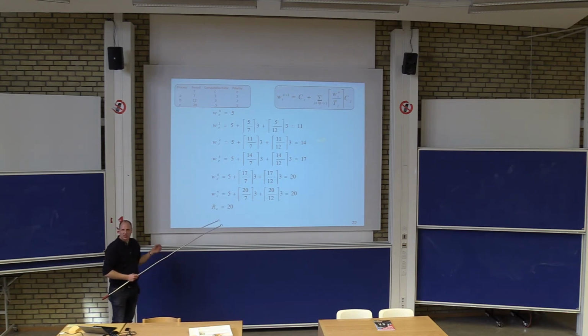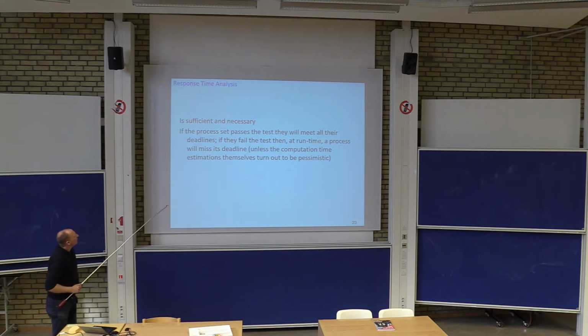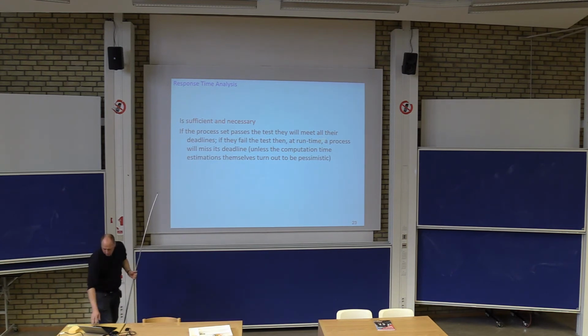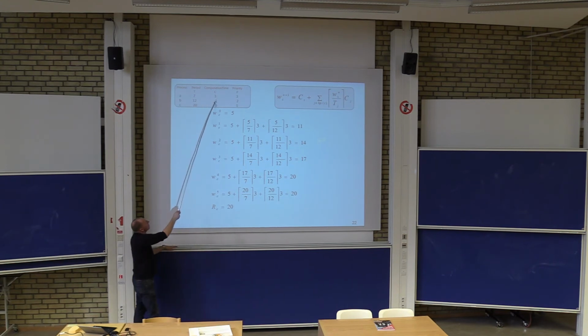So this is an exact criterion, a necessary and sufficient criterion. So sufficient and necessary. And if this fails, there will be a miss in its deadline. This is, of course, under the assumption that the actual computation time matches our guess, which is a problem in itself, how to compute. And the computation time might differ from iteration to iteration.